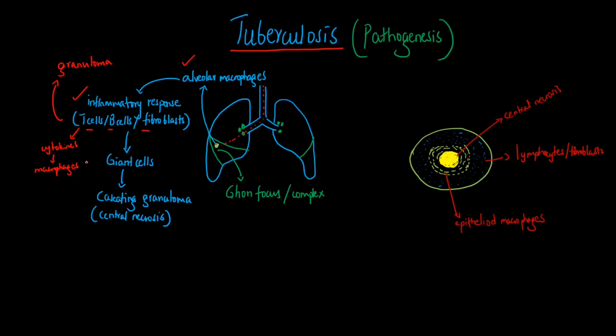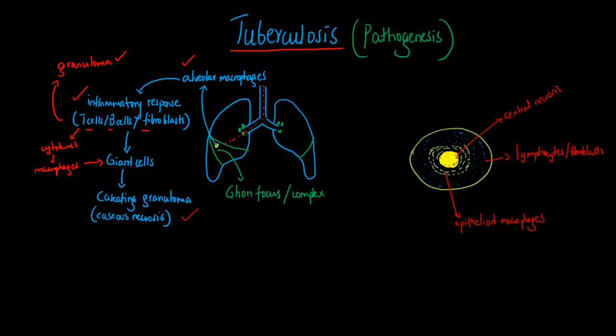And these macrophages can fuse together to form something called giant cells, okay? Dead macrophages and giant cells accumulate as necrosis at the center of the granuloma. And to the naked eye, this tuberculous granuloma looks like cheese, hence the term caseous necrosis. Over here is an illustration of the caseating granuloma.